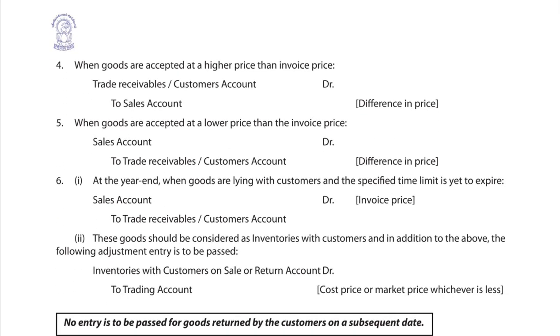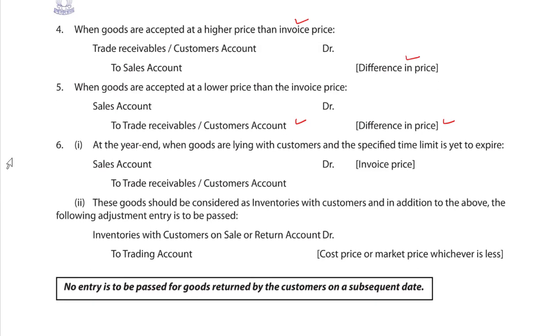Fourth, when goods are accepted at a higher price than the invoice price, usually it does not happen, but still customer's account needs to be debited and sales account credited with the difference in the higher price. Next, when goods are accepted at a lower price than the invoice price, it should be reversed. Sales account will be debited and customer's account will be credited with the difference in price, the lower price. Next, at the year end, when goods are lying with the customer and the specified time limit is yet to expire, the time limit has not expired, still a few days are left.